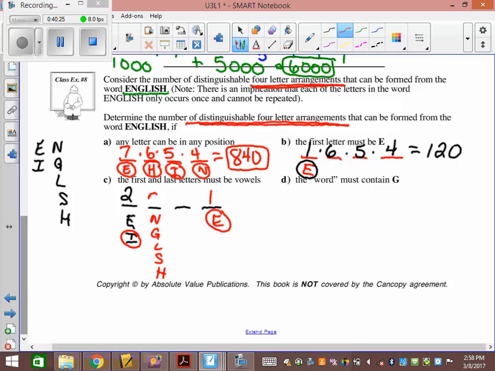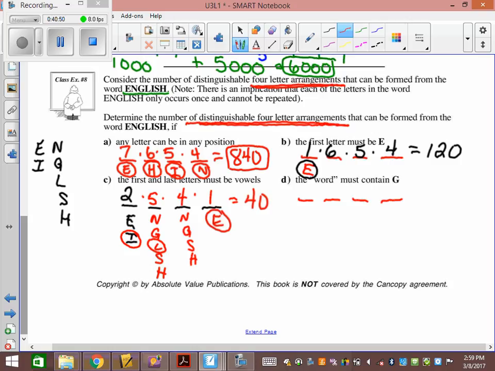So these middle blanks, I'd have N, G, L, S, H. So I have 5 options. Pretend I keep the L. Then I'd have N, G, S, H. 4. Multiply them and I get 40. So I have 40 different words that I can make, 4-letter words that I can make from the word English that start and end with a vowel. The last one is a little bit trickier. It's the word must contain a G.